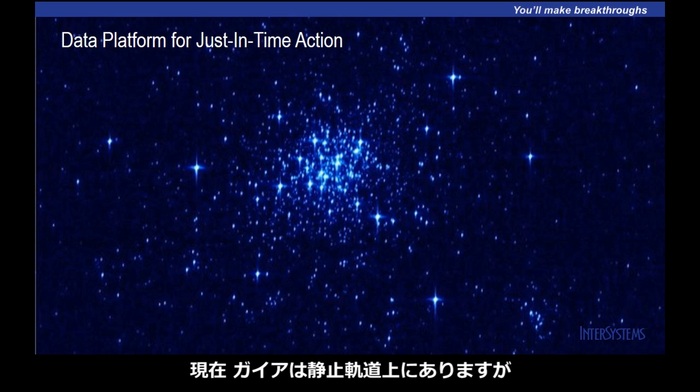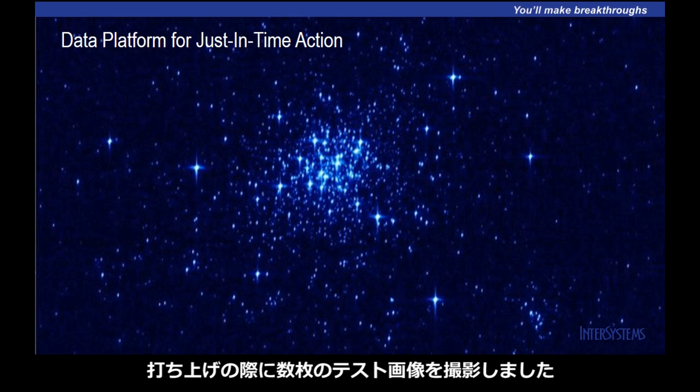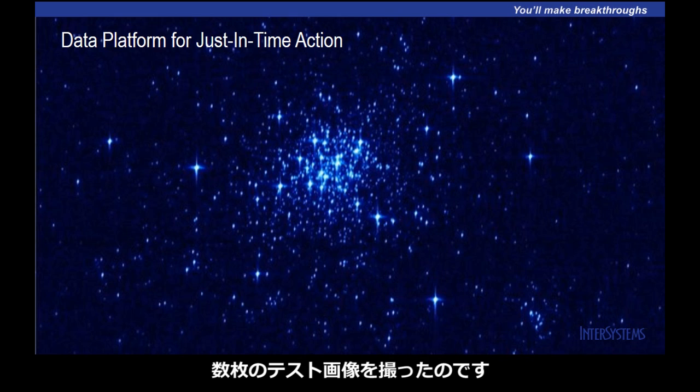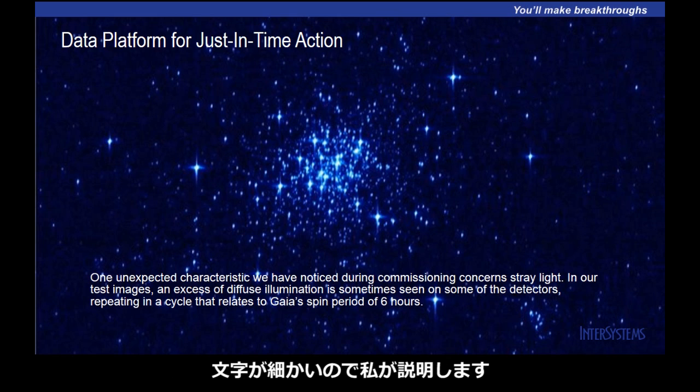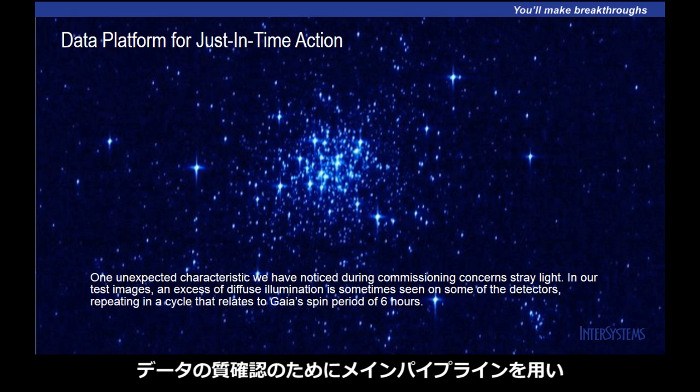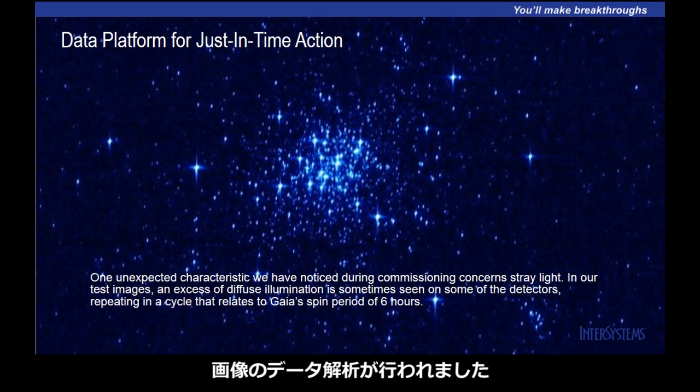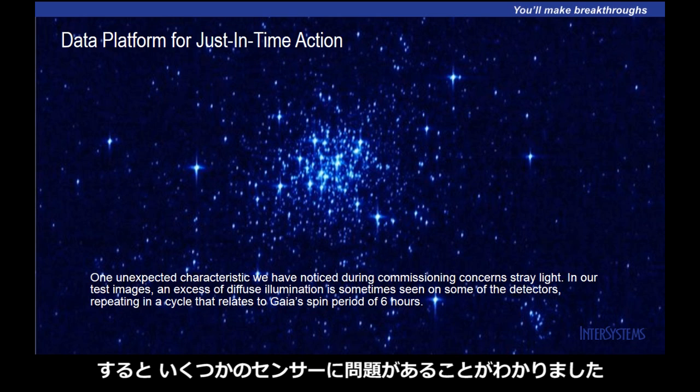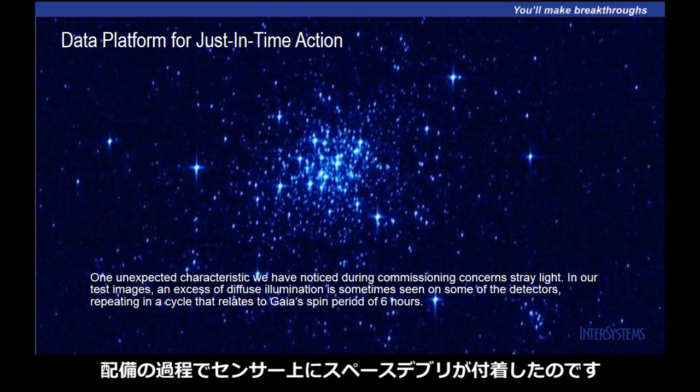When Gaia was launched, on its way to its orbit, to where it's stationary at the moment, it took a few test images. It's not going to take too many images, but it took a few test images to make sure the sensors were working fine. This was the first test image from Gaia. In analyzing the data from this test image, by using the main pipeline to ensure the quality, the scientists found that there was actually a problem with some of the sensors. There was space debris that had landed on some of these sensors as part of the deployment process.